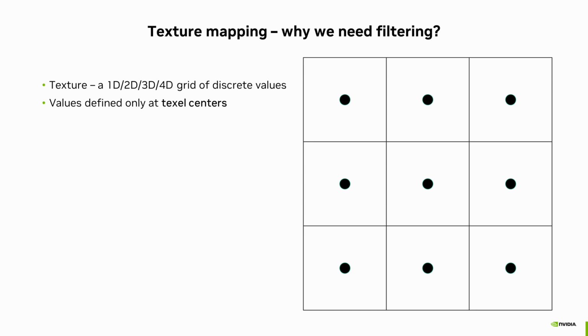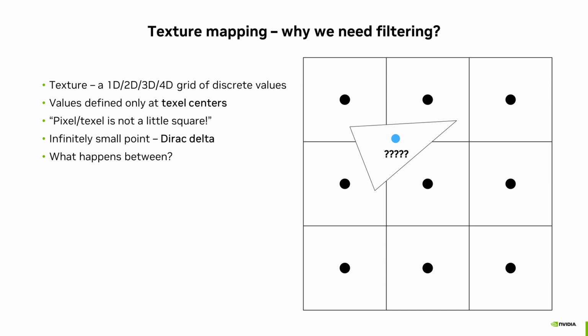Okay, but what is a texture? We often think of textures as images, but mathematically, a texture is a grid of discrete values defined only at the texel centers. To quote Alvy Ray Smith, pixel is not a little square, and similarly, texel is not a little square. Instead, it's an infinitely small point, mathematically known as Dirac delta. Those infinitely small points by themselves are not very useful for rendering.